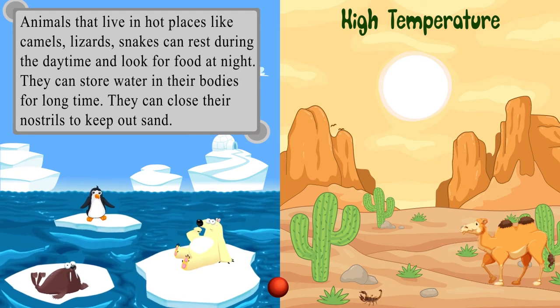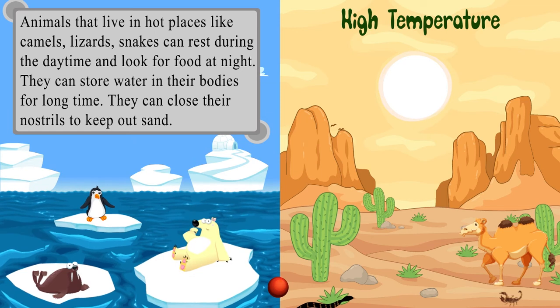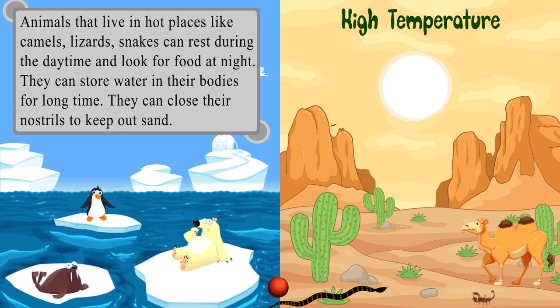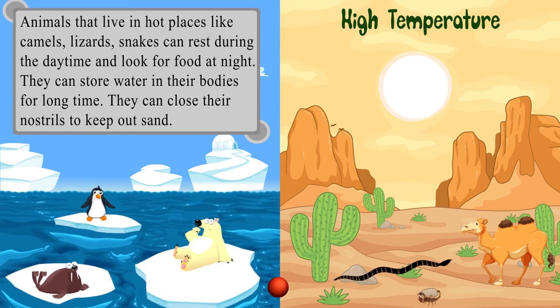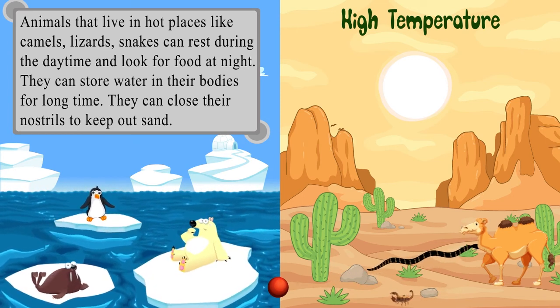Animals live in hot places like camels, lizards. Snakes can rest during the daytime and look for food at night. They can store water in their bodies for a long time. They can close their nostrils to keep out sand.